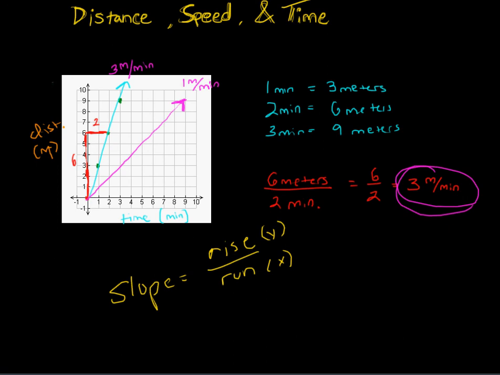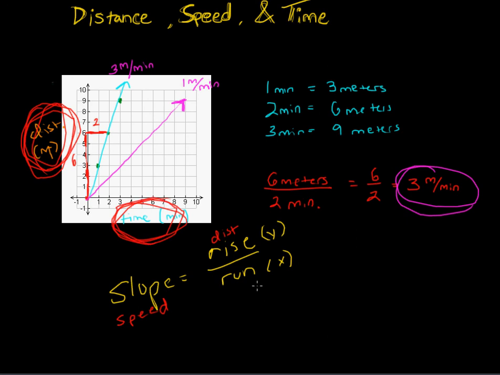So maybe I could rewrite this and say, well, instead of slope, it's the speed. And the rise, well, on the y-axis, what was that? Well, that was distance. Speed is equal to distance. And what was the run? Well, that's time. And that's where this formula comes from. Speed equals distance over time.